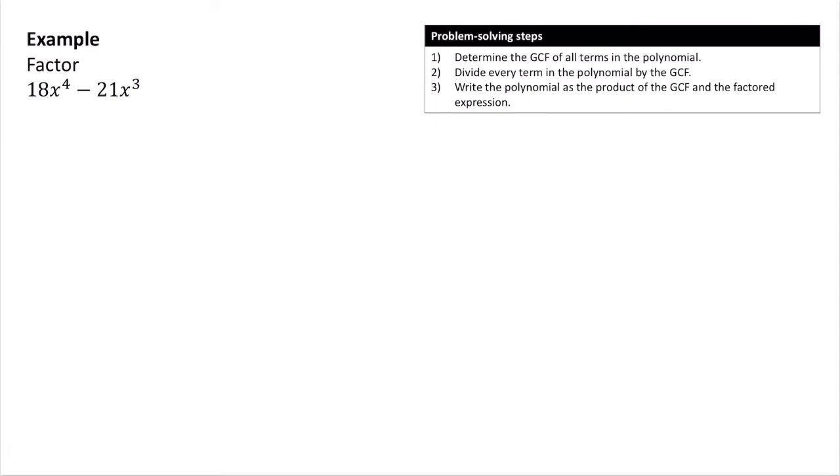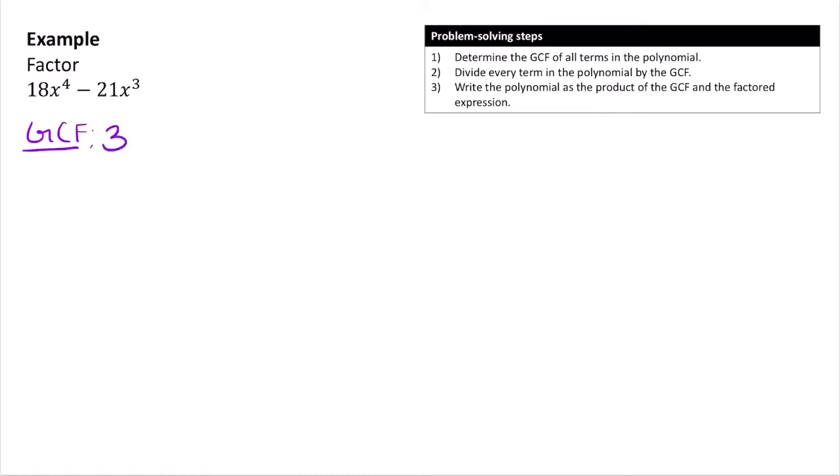So you can see here we have 18x to the 4th minus 21x cubed. So the first task is going to be to look at these two terms and determine the GCF. Well, let's think about what's the biggest number that will evenly divide both 18 and 21. That's going to be 3.